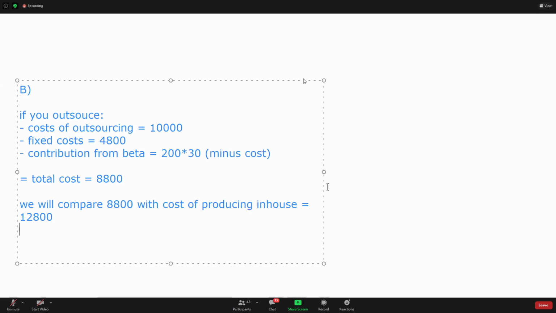Perfect, thanks. Good. So let's go back to the slides. So, Professor, in that case, we are not using the variable cost for the 200 units we produce? Yes, we are. So the contribution, remember, is from the contribution margin. The contribution includes sales revenues minus variable costs. Okay. So those 30 euros is selling price per unit of beta minus the variable cost per unit of beta. Okay, thank you.